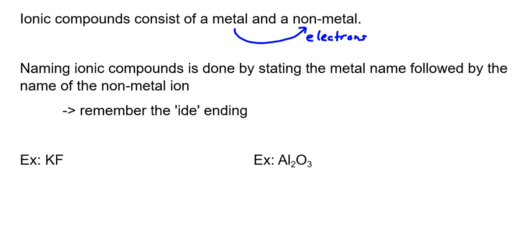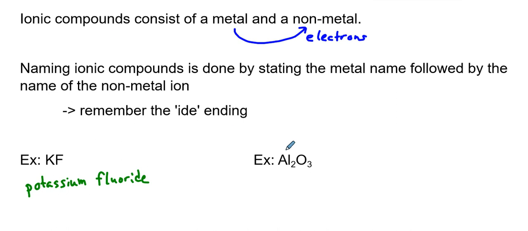So when we do some examples here, we look at this and we see potassium, fluorine, just like we saw before. So when we put this together, it is going to be potassium, which is just the name of the metal, and then fluoride, not fluorine. So it's just the metal name followed by the name of the anion.